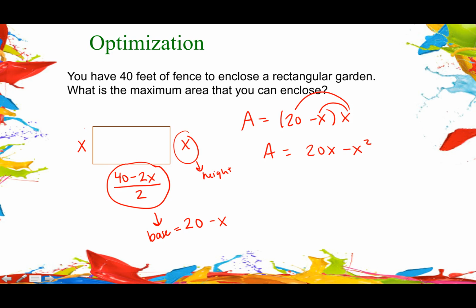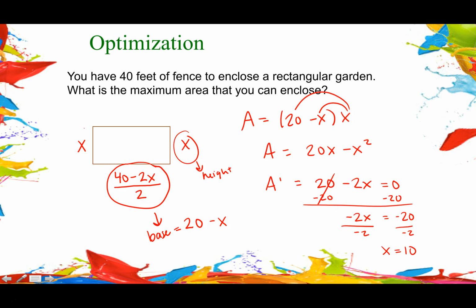Now, how do I maximize something? Well, I take the derivative and I set it equal to 0. So my A prime is going to be equal to 20 minus 2x. And now I'm going to set that equal to 0. Subtract 20 from both sides. That disappears. I get negative 2x equals negative 20. Divide by negative 2, and I get x equals 10.